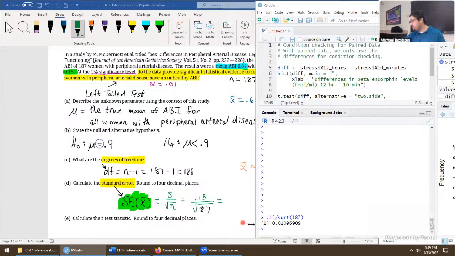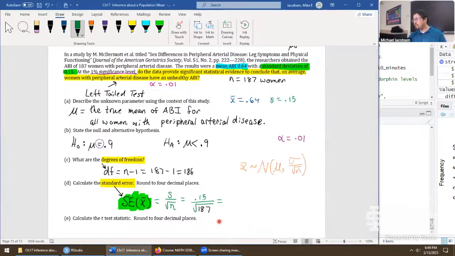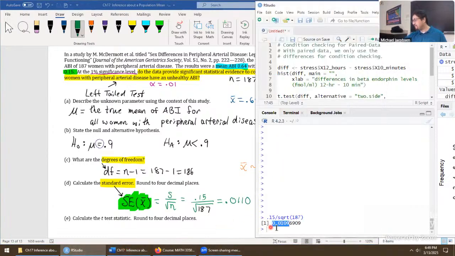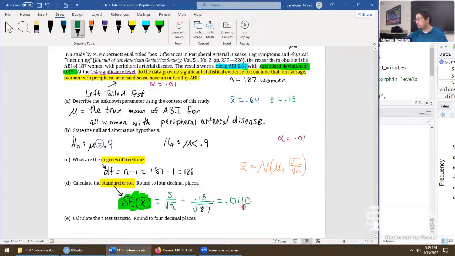Let's see here, we're running to 4 decimal places. So I would get 0.0110. I'm not sure if I said that right. Let me see if I write it in right. Let's double check that. 0.0110 upon rounding. Kind of an annoying round on that one. Does that look right to folks on the standard error?